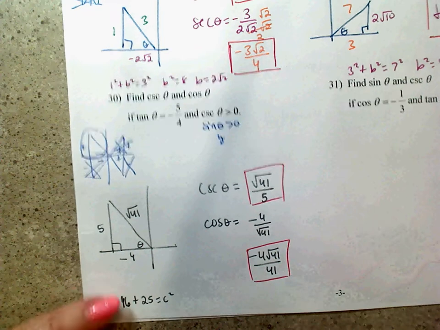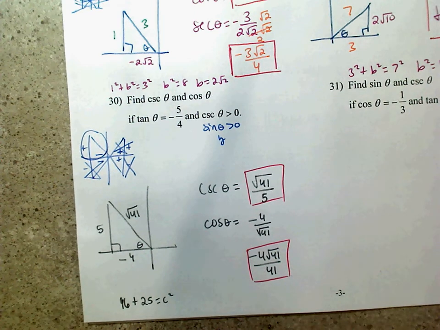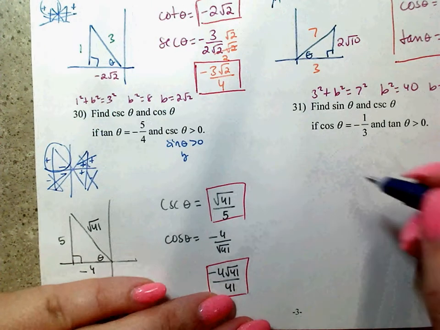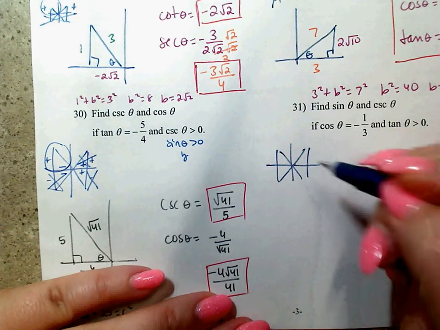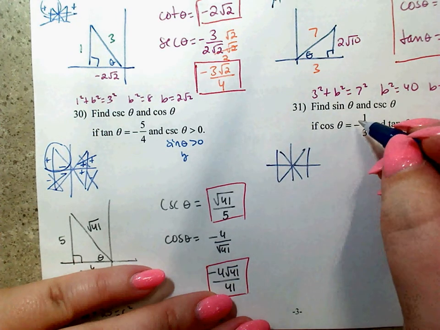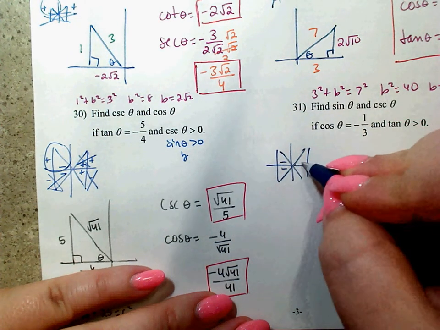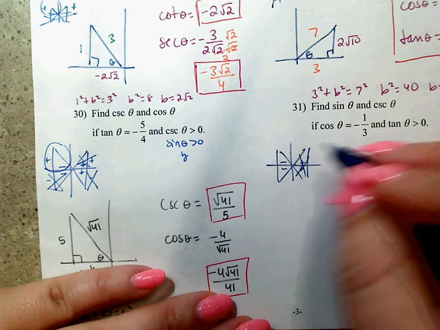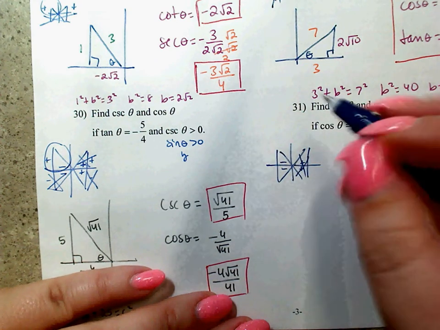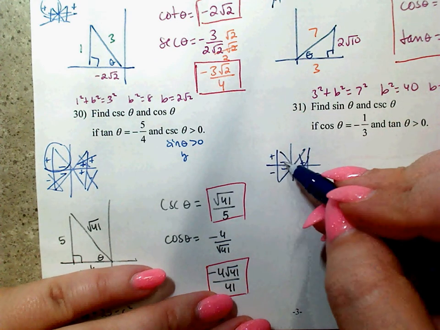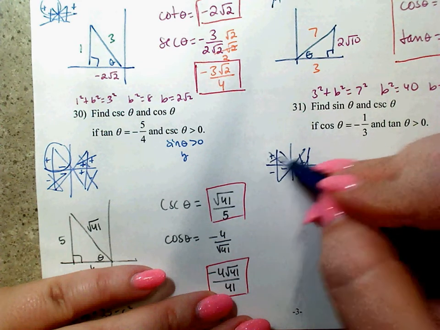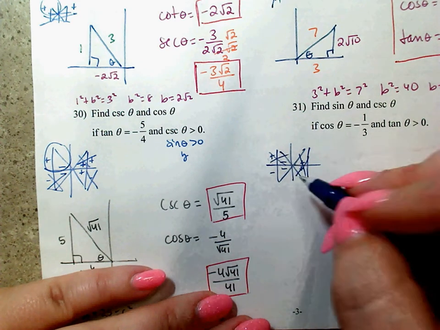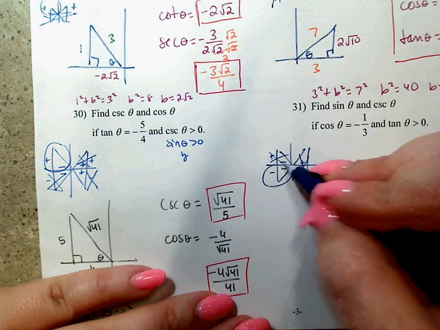Last one on this page. If cosine is negative, cosine is the x, so if x is negative, then that means we're going left, not right. So cosine's got to be negative, and it says tangent is positive. Well, tangent is opposite over adjacent. So plus over minus is minus, but I need it to be positive because it says greater than 0. So negative divided by negative is positive. So we are in the third quadrant.